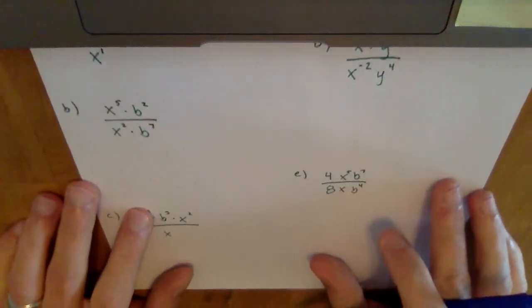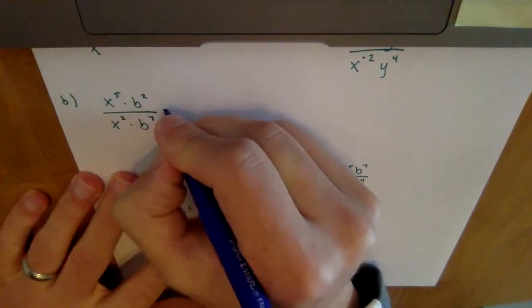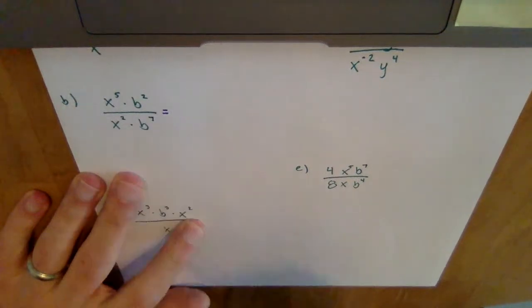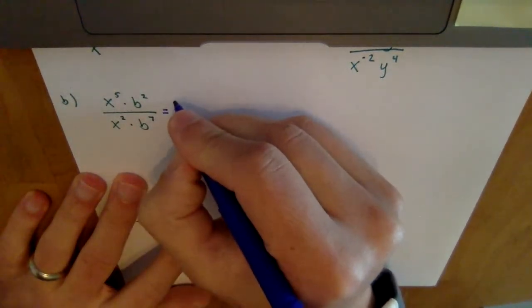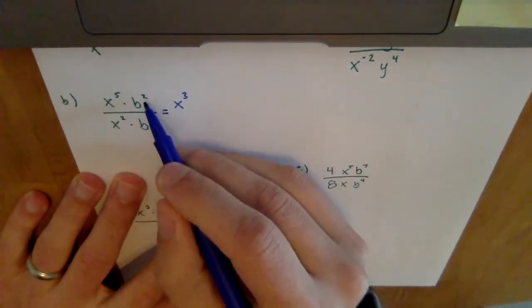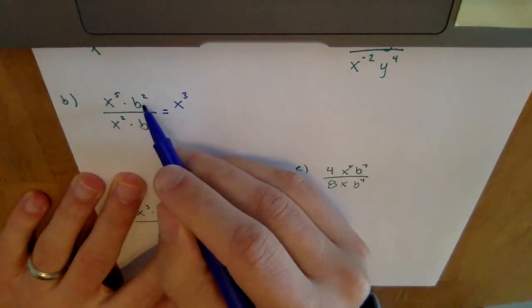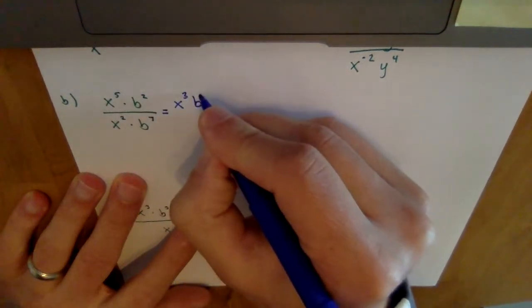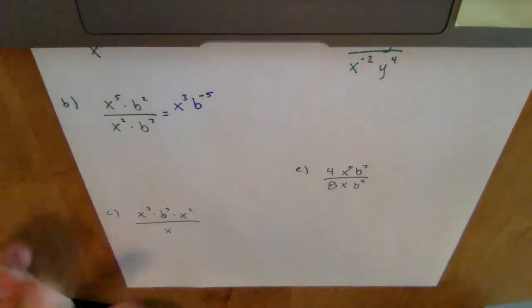Scrolling down to letter B, same idea here, like terms, so x to the fifth over x squared, we go ahead and subtract those. That becomes x to the third power. And then I'm going to go ahead and do the top minus the bottom. So for the b's, it's going to be 2 minus 7. Gives me b to the negative fifth.